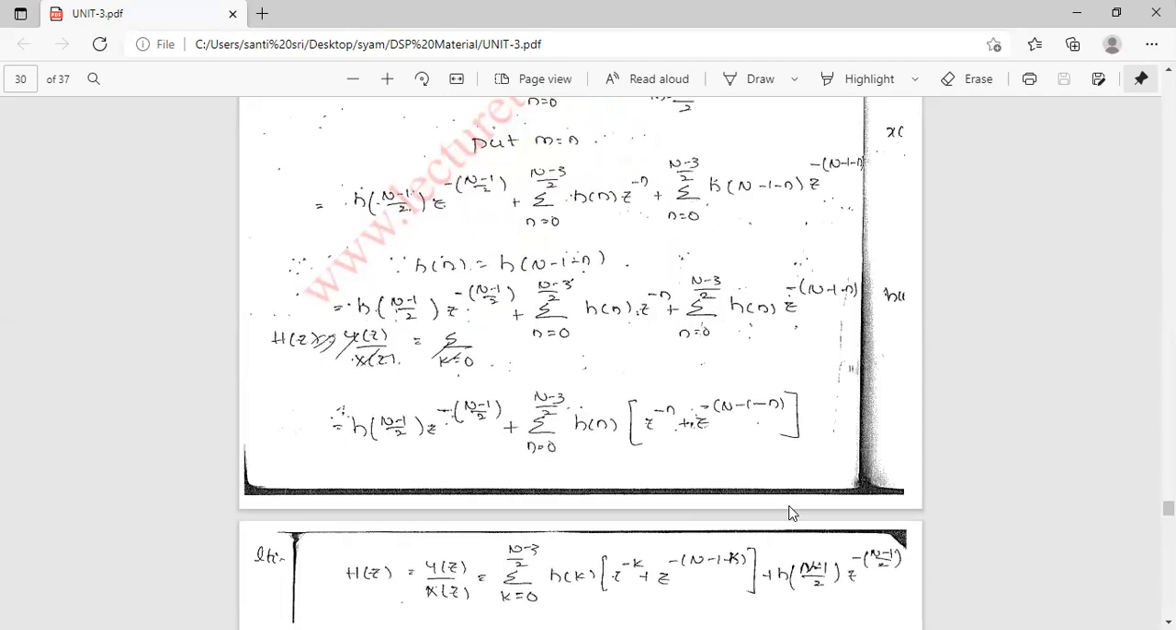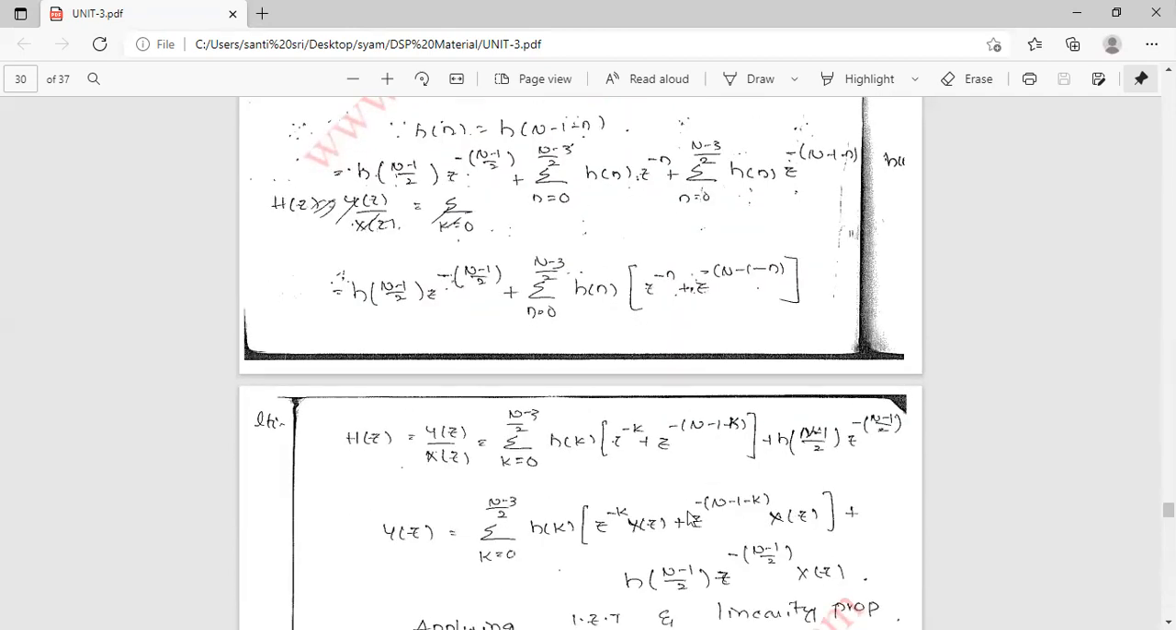So this is h of (n minus 1) by 2, therefore minus (n minus 1) by 2, plus sigma n equal 0 to (n minus 3) by 2 into h of n is common, z to the power minus n plus z to the power minus (n minus 1 minus n). Okay, so this will become sigma k equal to 0 to (n minus 3) by 2 into h of k into z to the power minus k plus z to the power minus of (n minus 1 minus k), plus h of (n minus 1) by 2 into z to the power minus of (n minus 1) by 2.